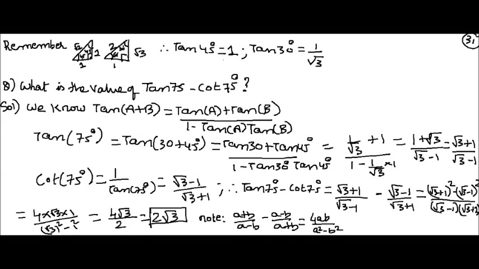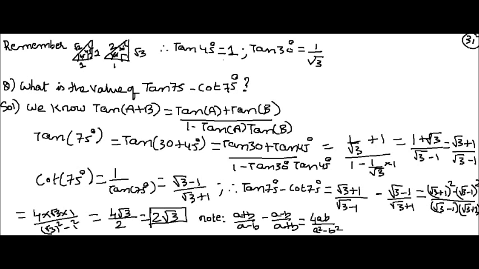Everyone, in this video we'll solve some trigonometry problems and also derive some useful information. Consider two right angle triangles: a 45-45-90 degrees right angle triangle, and a 30-60-90 degrees right angle triangle. Using these two triangles, we'll find out the value of tan 75. So what is the value of tan 75 minus cos 75 degrees?